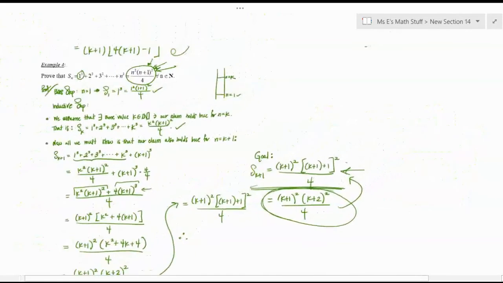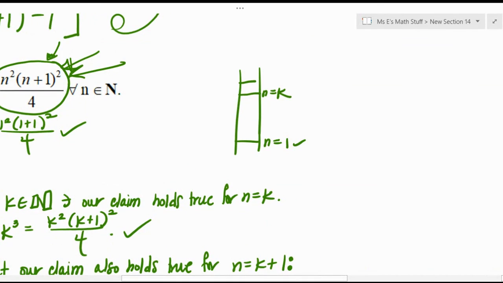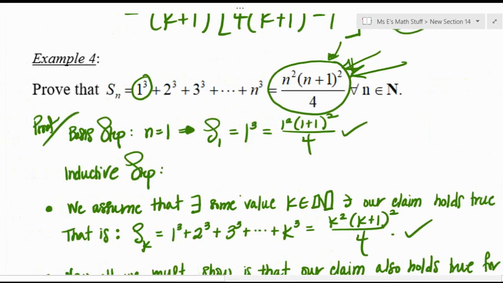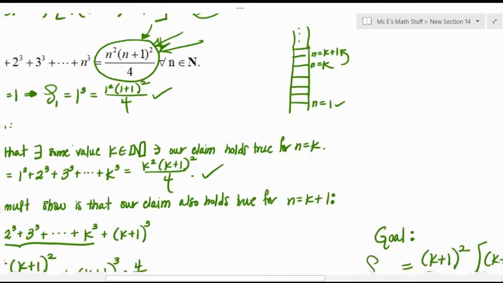So going back to the ladder analogy up here, we just showed that if you can get to the kth step, you can get to the k plus 1 step. And that would mean, since we also showed that you could get to the first, this loop shows you could get to the second, the third, the fourth, all the way up to the infinite rung.